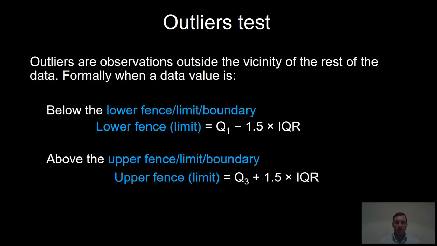Once you've found the 5-figure summary, you need to identify any outliers, as these are recorded separately on a box plot. Outliers are observations outside the vicinity of the rest of the data. If a data value is lower than the lower boundary, it is considered an outlier. If a data value is above the upper boundary, it's considered an outlier. Please refer to my outlier video if you need further information on how to find these.